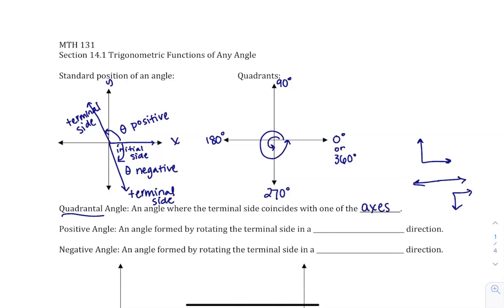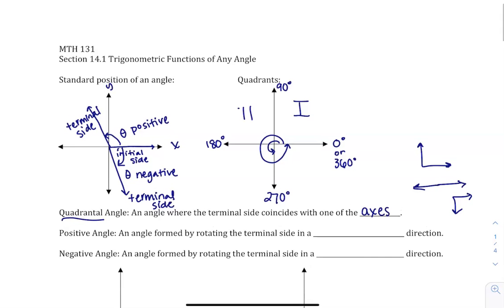So any angle between 0 and 90 is going to be in what we call the first quadrant. Any angle between 90 degrees and 180 degrees is going to be in what we call the second quadrant. Anything between 180 and 270 is in the third quadrant. And anything between 270 and 360 is in the fourth quadrant. And we use Roman numerals here since we have so many other numbers floating around. It just makes things a little bit easier.